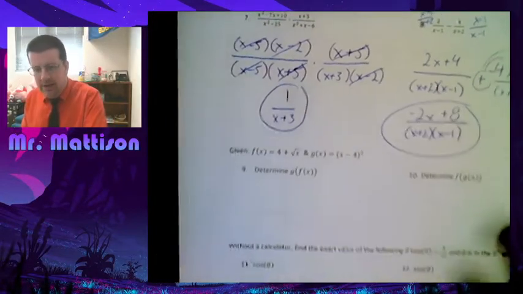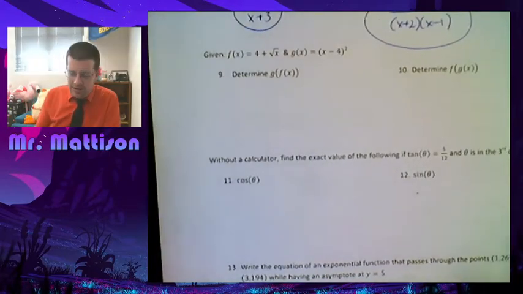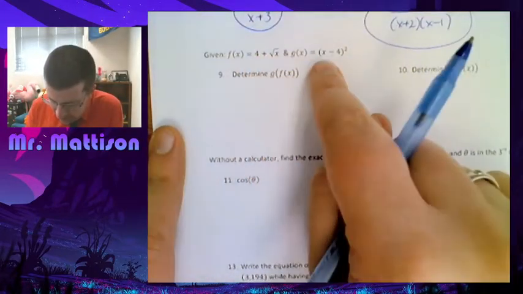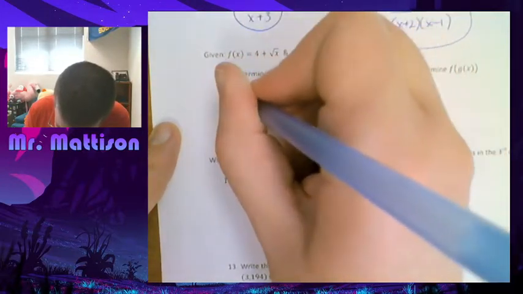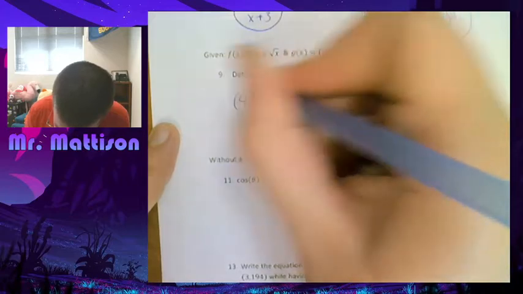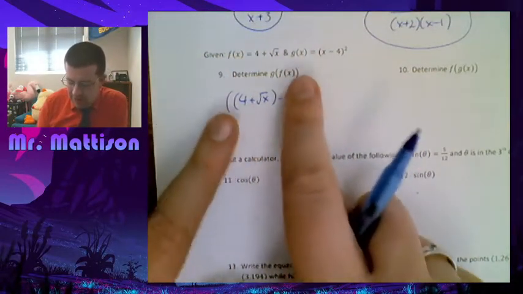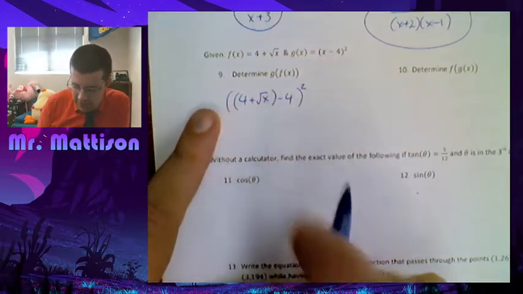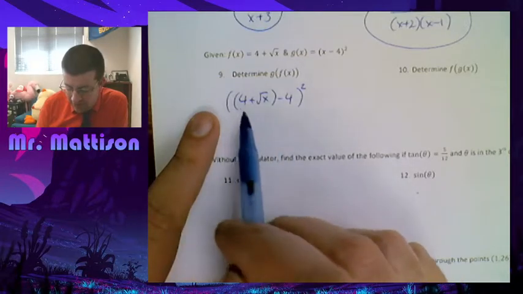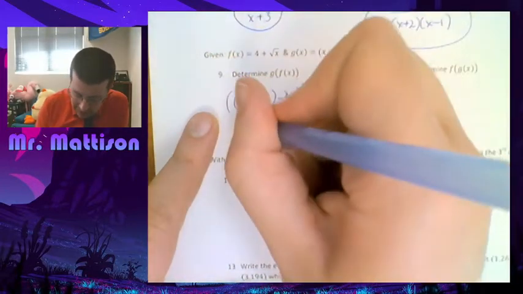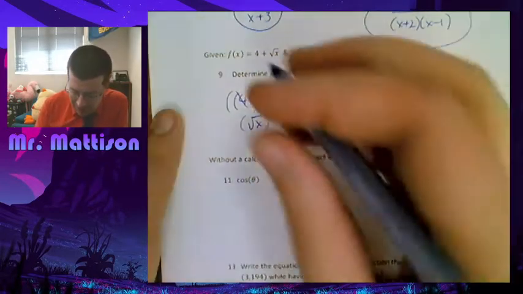All right, number 9 and 10. So these ones we're trying to do some composite functions here. I'm going to be taking f, plugging it into g. So that's going to be 4 plus radical x minus 4, that whole thing squared. So there's my f of x being plugged into my g of x. If I try to simplify this, I want to combine these like terms of 4 and negative 4. Those are just going to cancel out. So I have radical x squared, which the square is going to cancel out with that radical, so I just get an x.